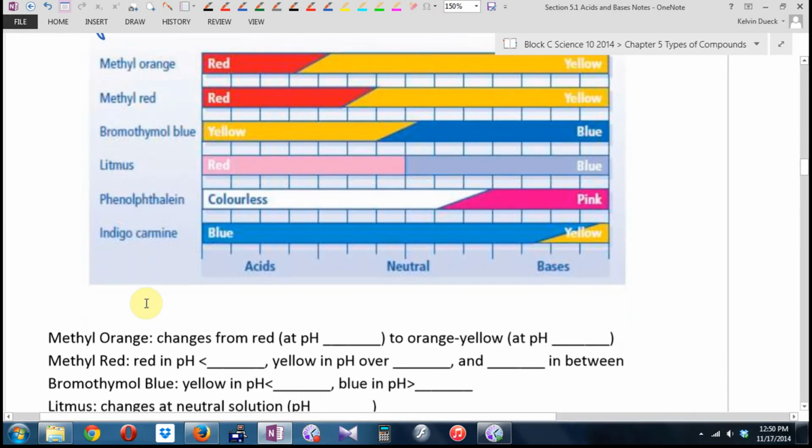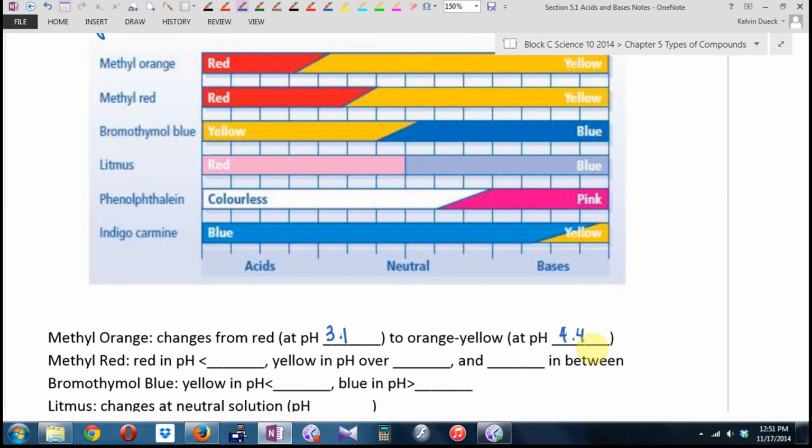So, methyl orange changes from red to orange yellow. And I looked these up. You can kind of tell roughly where the change is, right about here, which is 1, 2, 3, 4. But actually, it changes at pH 3.1, if you really want to be exact. And then it changes to orange-yellow at about a pH of 4.4. In between those two, it's kind of some red, some orange-yellow, because some of the chemicals have reacted and some haven't yet.